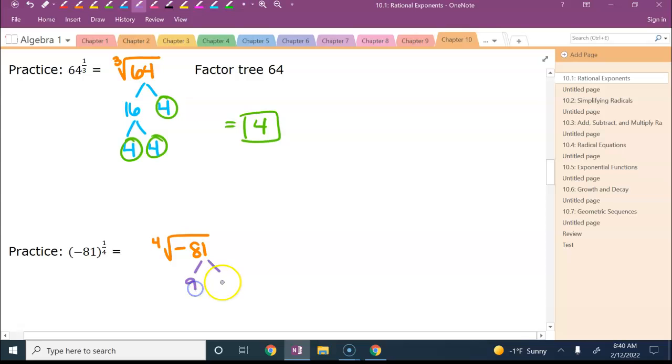So that would be 9 times 9, which is a group of 2, but I need a group of 4. So I'm going to factor 9s down to 3s. And there's my group of 4. So this would be 3. That would come on the outside. But then I'm going to put that negative 1 still underneath the 4th root because I have a negative 81 underneath here. So I need that negative to still be represented somehow.